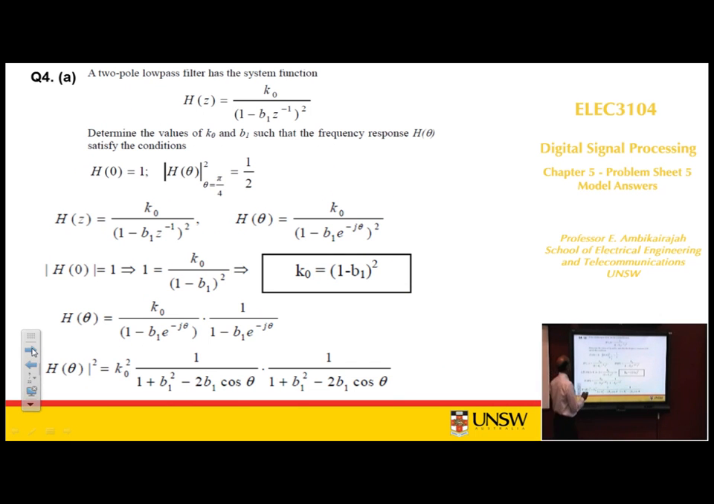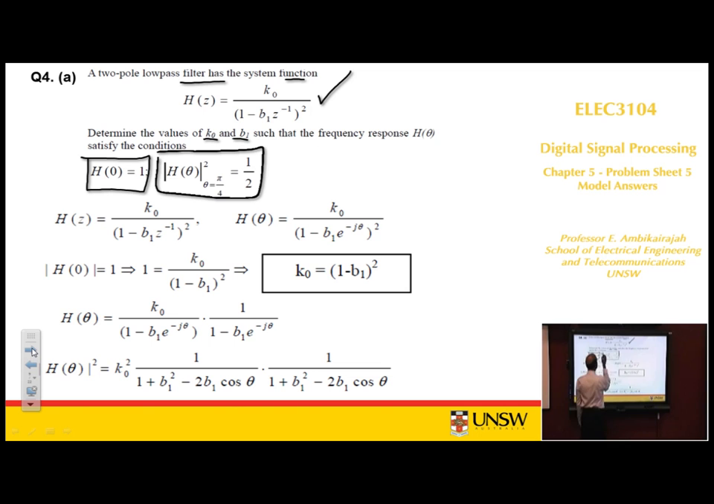Now we come to a two-pole low-pass filter, which has a system transfer function given there, and they want you to find the value of K0 and B1 such that the frequency response H(theta) satisfies this condition. That is a DC gain. That is the 3 dB cutoff.